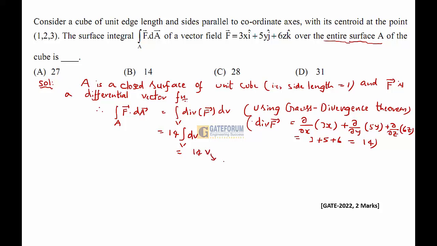What is this V? V is the volume of the unit cube. Volume of a cube is a cube, where a is equal to 1. 14 into 1 cube, so that means 14. So the answer is 14. Accordingly, the option is B. This is the end of the question.